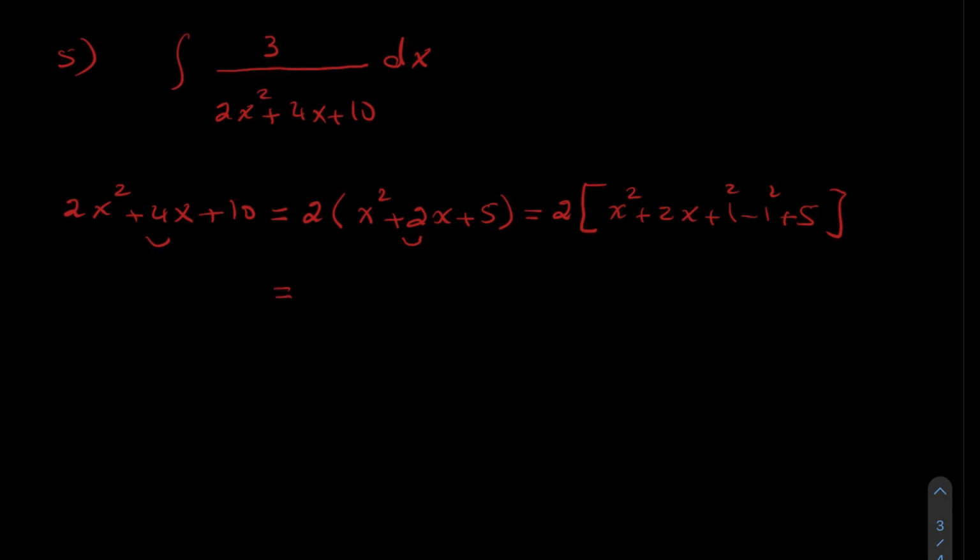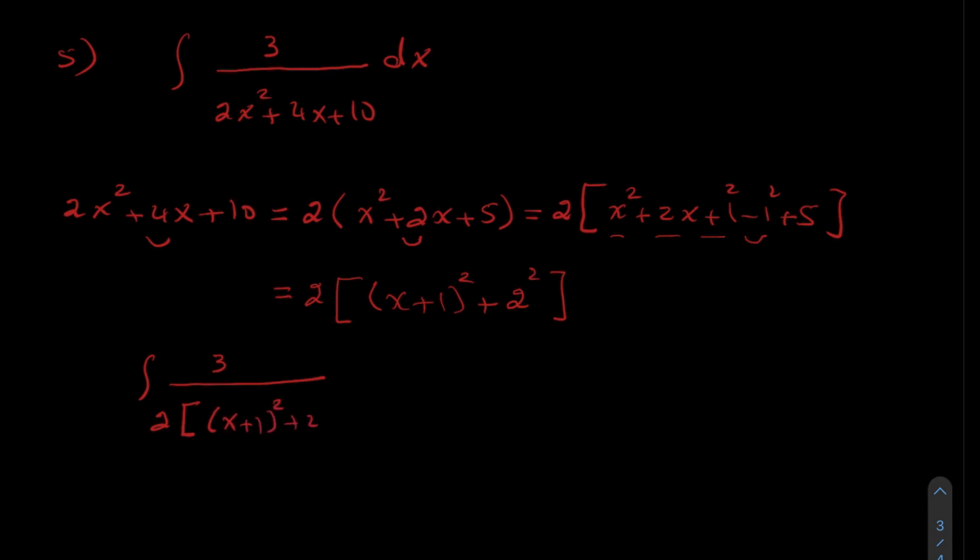It becomes equal to 2 bracket. Now here x squared plus 2x plus 1 is a binomial square, which is x plus 1 squared, minus 1 squared, which is minus 1, plus 5, which is plus 4, so it becomes plus 2 squared. Now we replace it in the integral. So we write the integral of 3 over 2 into x plus 1 squared plus 2 squared dx.